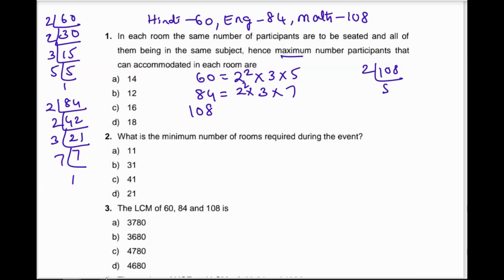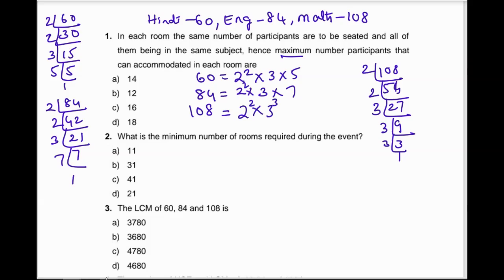So 2 5s are 10, 2 4s are 8... 2 7s are 14, then 3 9s are 27, then 3 3s are 9, and then 3 1s are 3. So it will be 2 square into 3 cube.